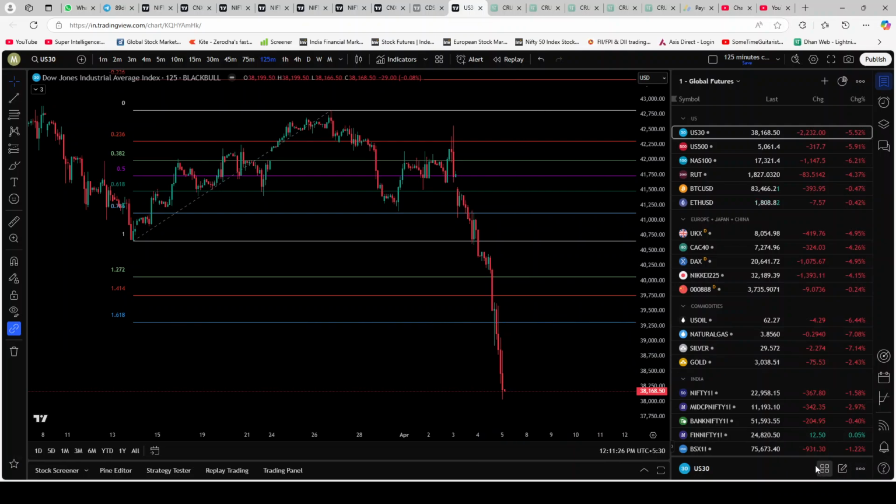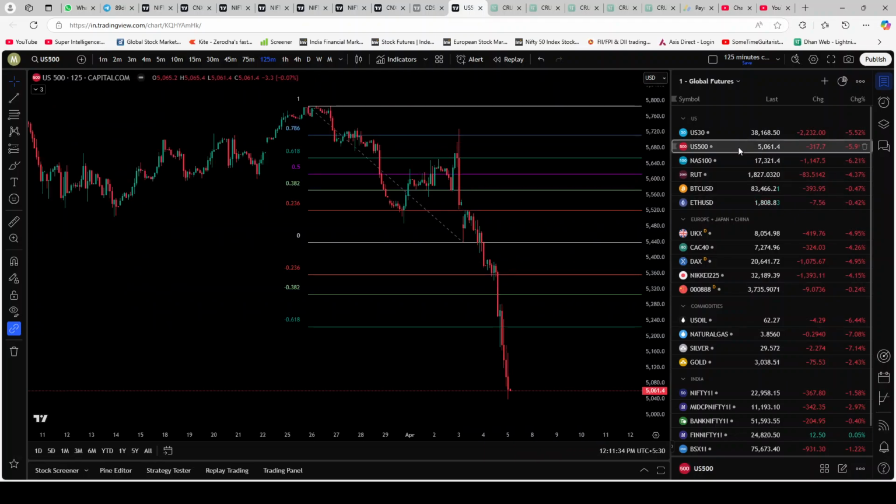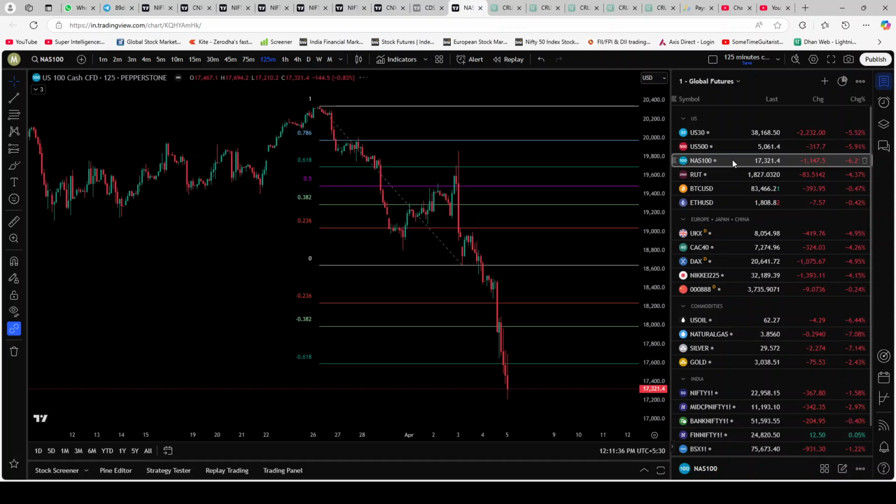Whether it's good, bad, or ugly, I'm not there to judge that. We will just discuss charts. And this is how the US 30 looks. This is how US 500 looks. This is how NASDAQ looks. So it's pretty brutal. I'll probably make a separate video on what I think will happen in the coming week.